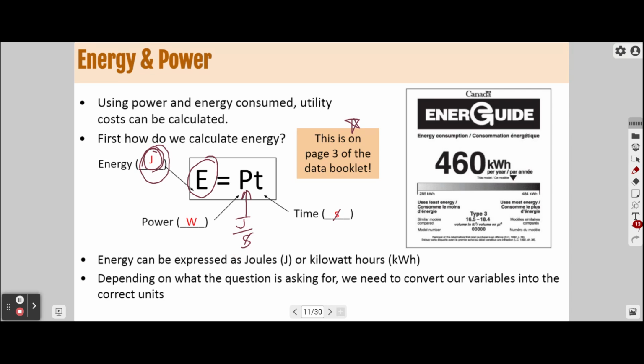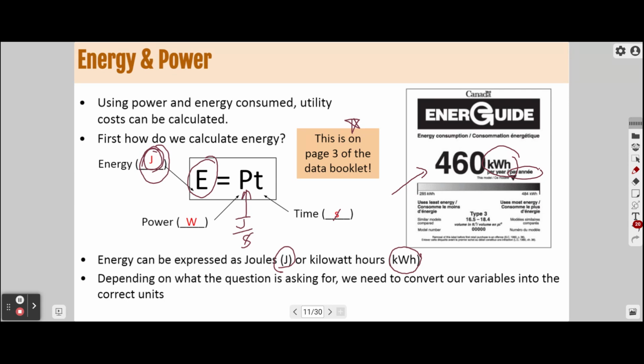So energy can be expressed in joules, but it can also be expressed in kilowatt hours. And you're going to see that if you look on any of these energy guides for your dryer or freezer or something like that. Any big appliance will have one of these, and that's going to tell you how much energy is consumed per year approximately by that appliance. So we can use that to calculate our cost to run an appliance.